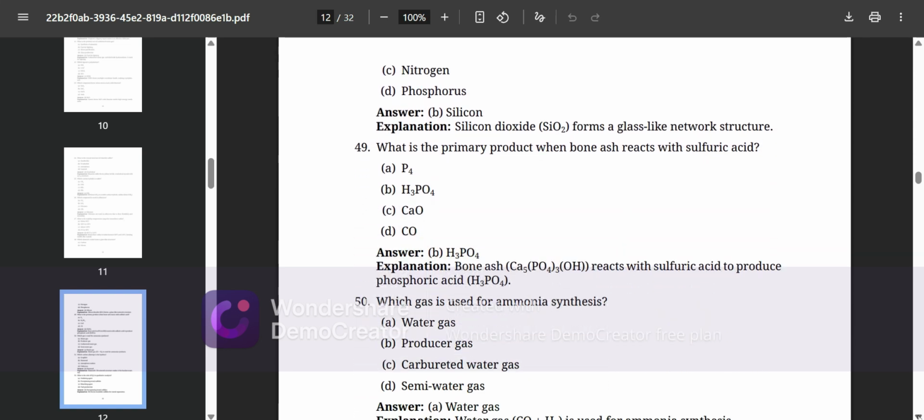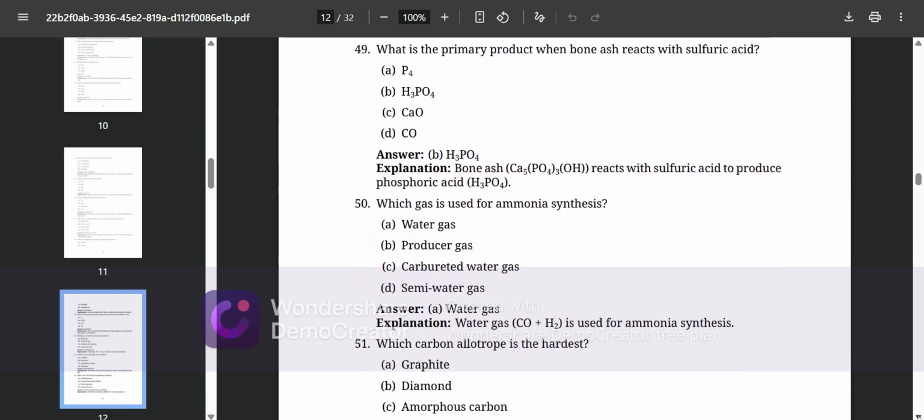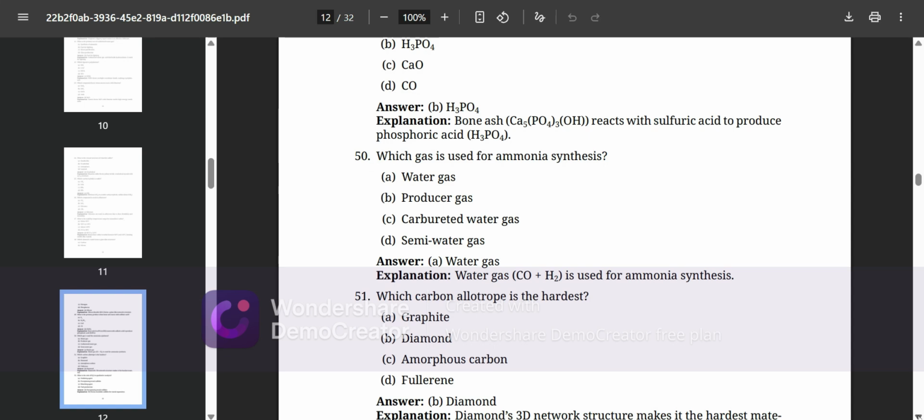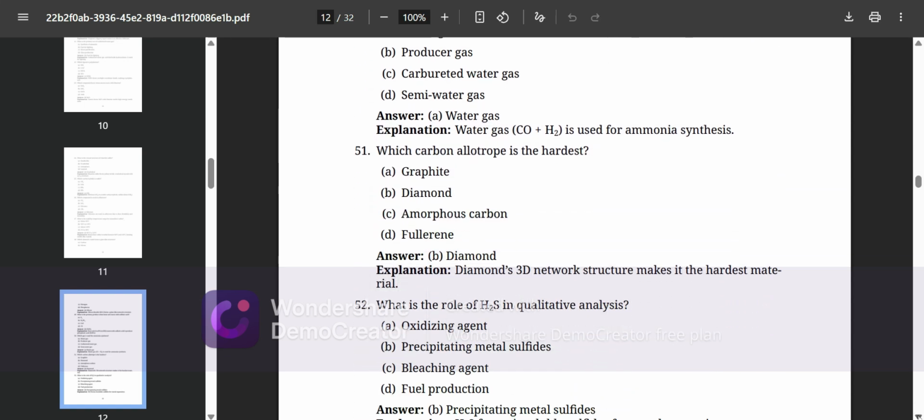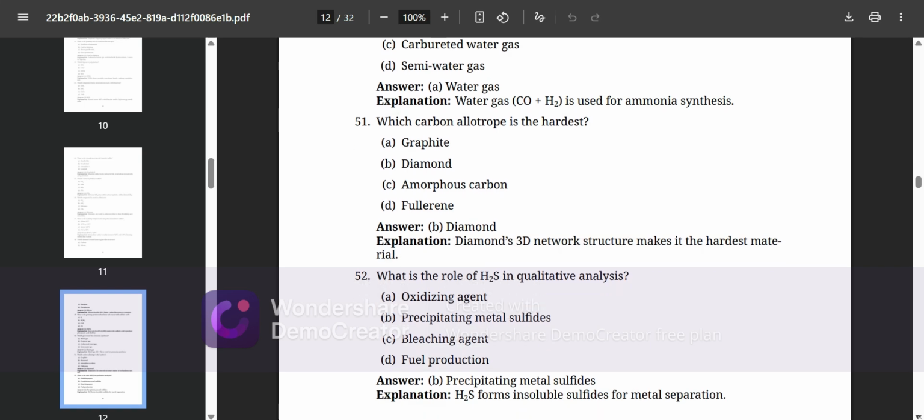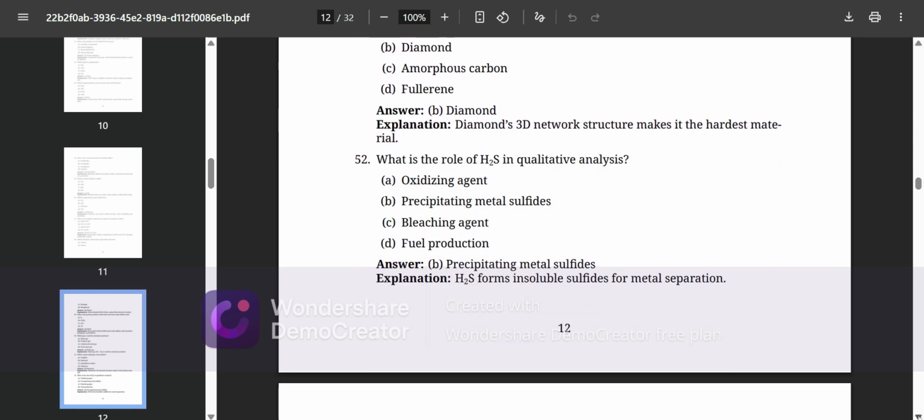What is the primary product when bone ash reacts with sulfuric acid? Bone ash Ca5(PO4)3OH reacts with sulfuric acid to produce phosphoric acid, H3PO4. Which gas is used for ammonia synthesis? Water gas, CO plus H2, is used for ammonia synthesis. Which carbon allotrope is the hardest? Diamond. Its 3D network structure makes it the hardest material.